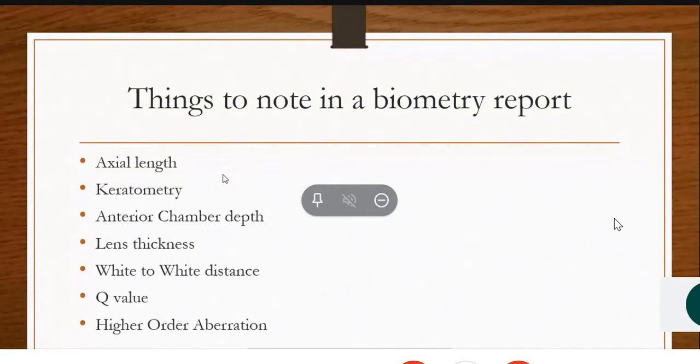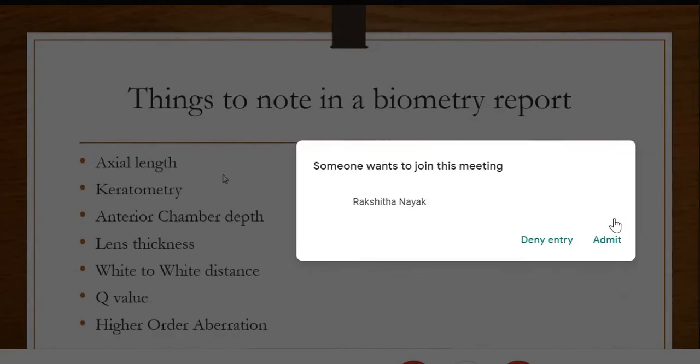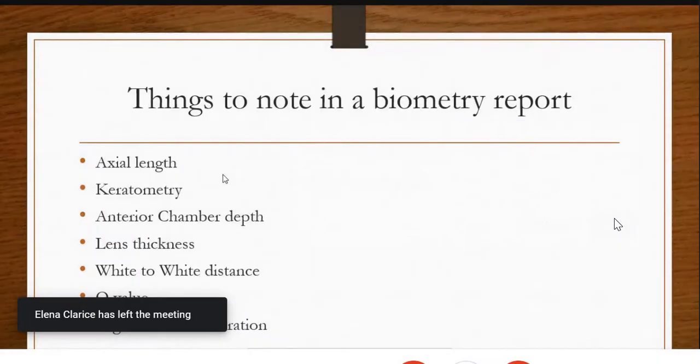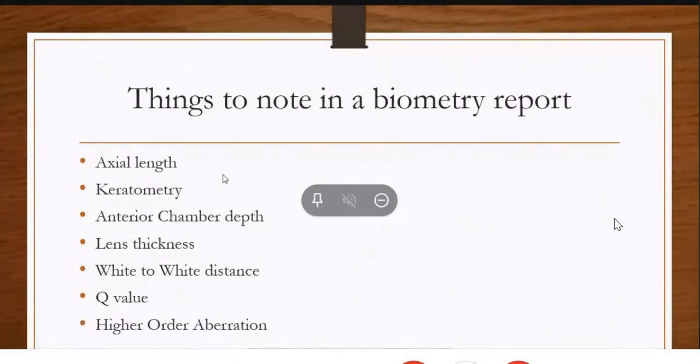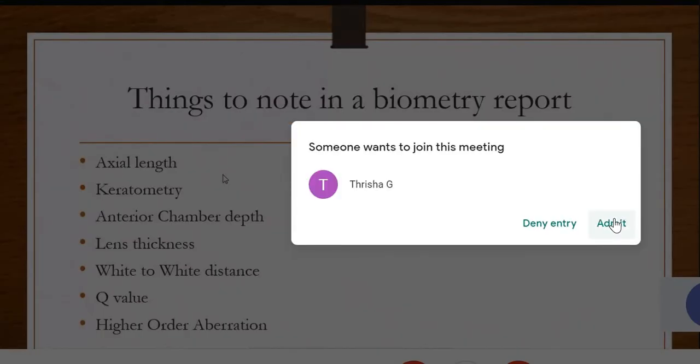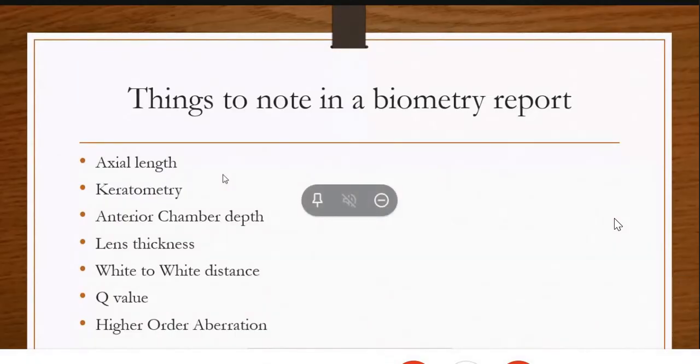Q value is nothing but the asphericity of the eye. So Q value and the next point, higher order aberration, are both very important in cases of multifocal implantation or toric implantation. Mostly all biometers will not give this Q value and higher order aberration value. Q value and higher order aberration values will be given by some particular biometer or some particular topographer.